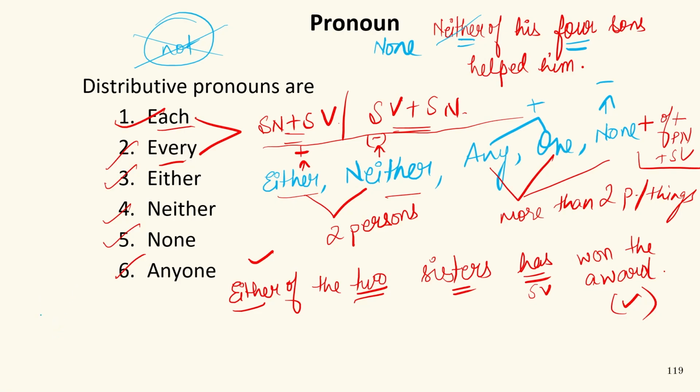Now, if I write a sentence with the word none, we should keep in mind that none can be followed by a preposition of, and it can be used in both manners, that is plural noun with singular verb, and plural noun with plural verb. So only the word none can be used in such a manner.